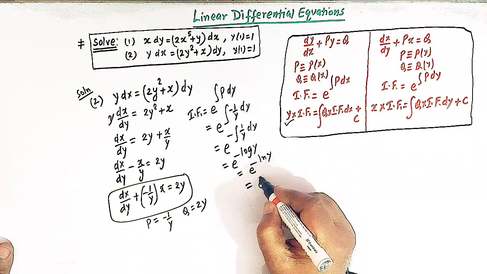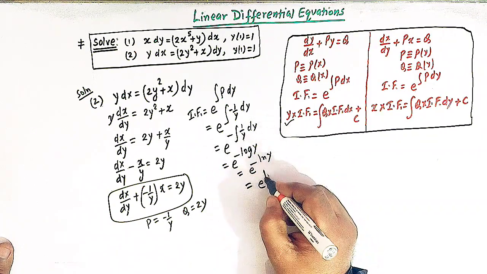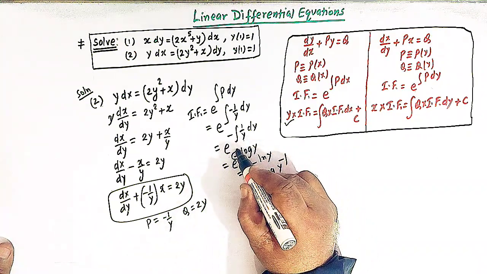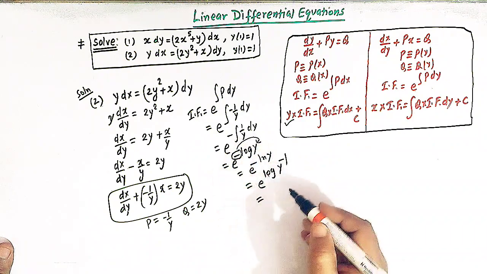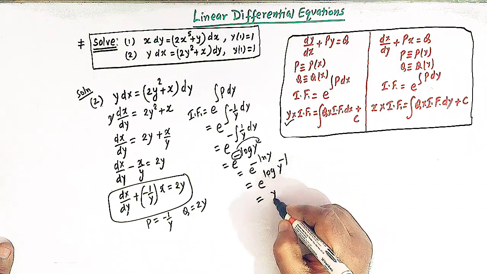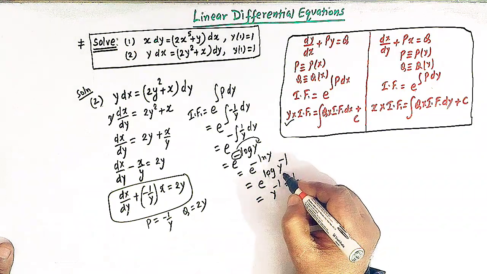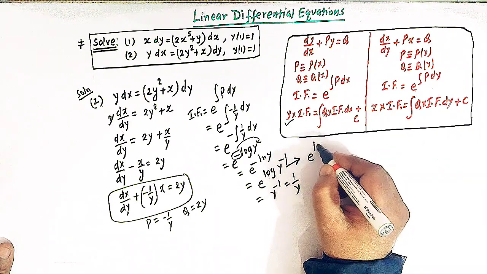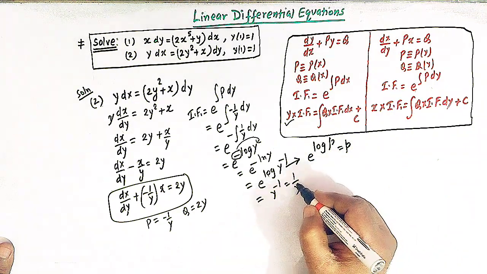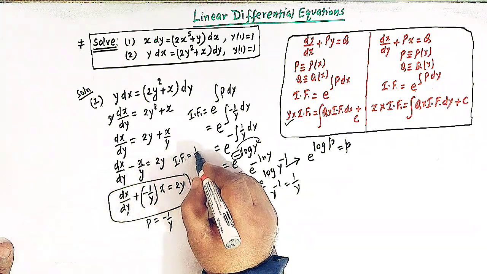This is e raised to minus log of y, we can write it like this, log of y raised to minus 1. So taking this negative 1 to the power of y here, now we can write e raised to log of y raised to minus 1 as y raised to minus 1, which is equal to 1 over y, right? So here we have used this result, that is e raised to log of p is given by p. So now the integrating factor of this linear differential equation is 1 over y.